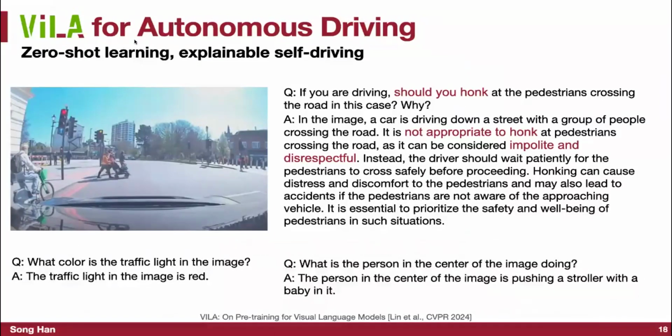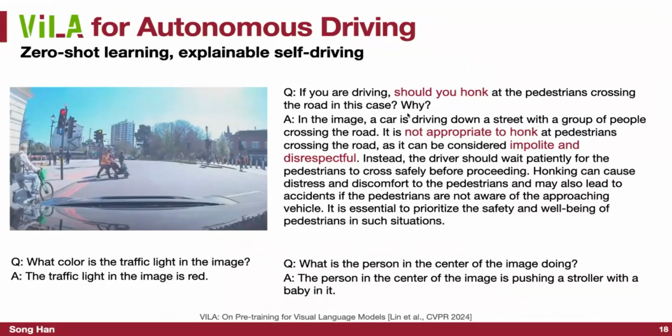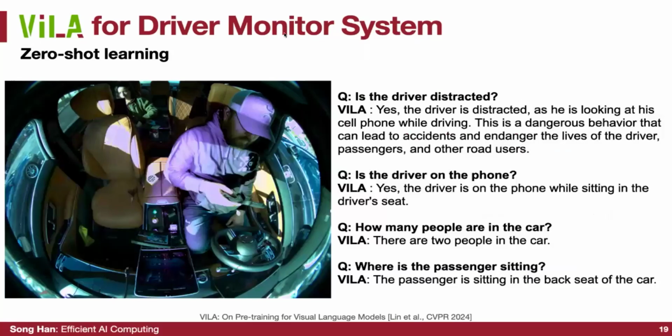Another example of VILA for autonomous driving: given this image, should you honk at the pedestrians crossing the road? It says it's not appropriate to honk, it's impolite and disrespectful. We didn't learn those from driving school, but from textbooks, so I think it's more efficient to combine these large language models with driving tasks, not only exterior, but also in the car, the driver monitoring system. Is the driver distracted? Yes, the driver is distracted. This is actually the same model, but it can handle a lot of different scenarios without having to train on particular datasets, showing pretty good generalization capabilities.